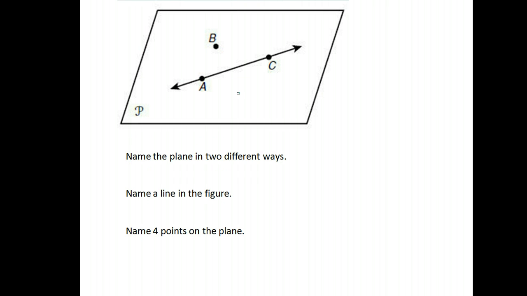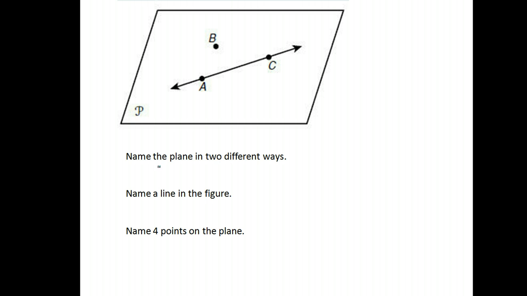All right, let's do some practicing with this picture. Notice we have a plane shape here. That indicates a plane. We have a name down here, a script letter. That could be the name of our plane. We have a line on the plane. We have 1, 2, 3 capital letter names. Those are points. So here's the first task. Name the plane in 2 different ways.